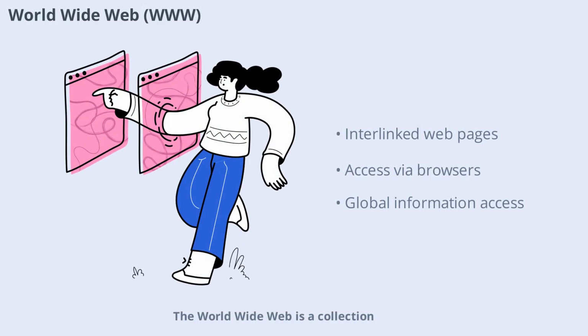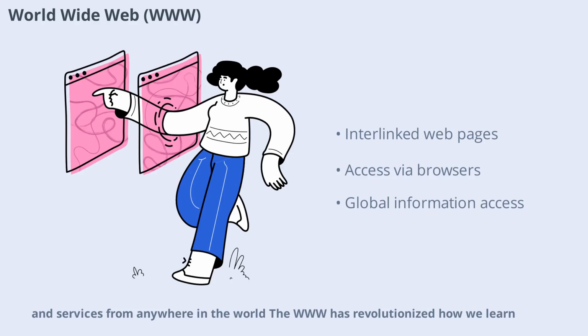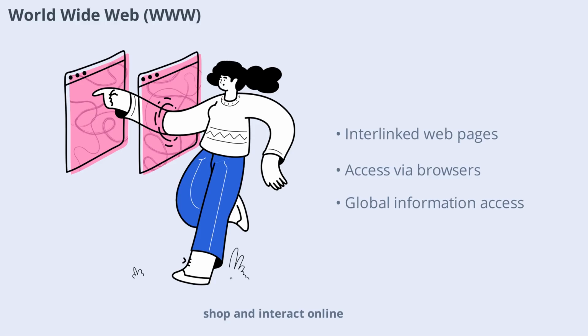The World Wide Web is a collection of interlinked web pages accessible through browsers. It allows users to access information, multimedia, and services from anywhere in the world. The WWW has revolutionized how we learn, shop, and interact online.